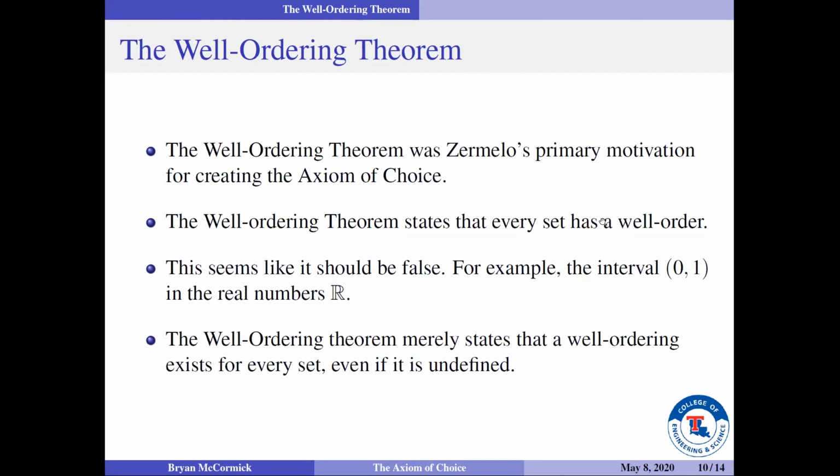The well-ordering theorem was Zermelo's primary motivation for creating the axiom of choice. It states that every set has a well order. Now, this seems like it shouldn't necessarily be true. I mean, consider the open interval (0, 1) in the real numbers. If the real numbers have a well order on them, then that interval should have a least element. But that's not true by our normal definition of less than. But the well-ordering theorem just states that a well ordering exists for every set. It doesn't necessarily have to be a defined well order, just that it exists.